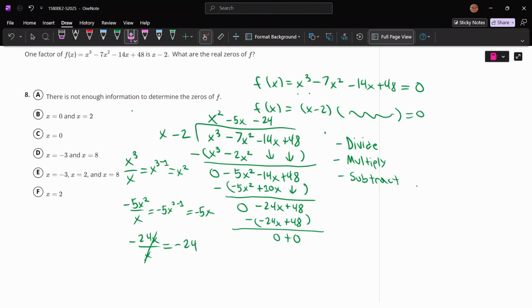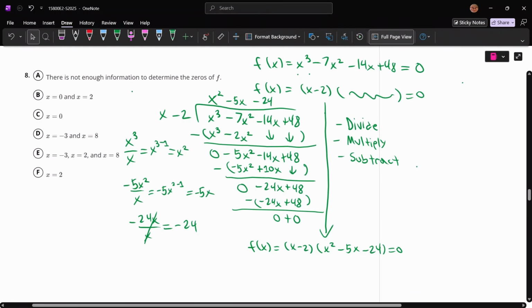We have fully divided this as much as we can, and so this is going to be the final term that we end up with. And that's the term that's going to go into here. So now we can move this down. Now we can say that f of x is going to be equal to x minus 2 times x squared minus 5x minus 24, and then set that equal to 0.